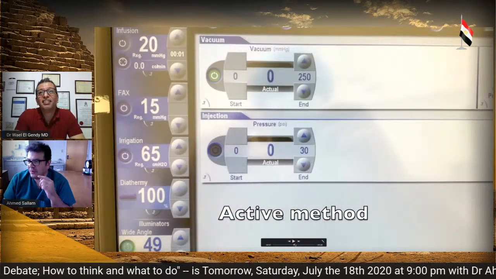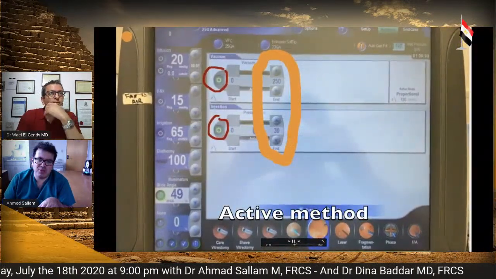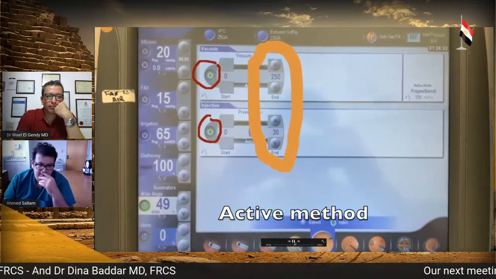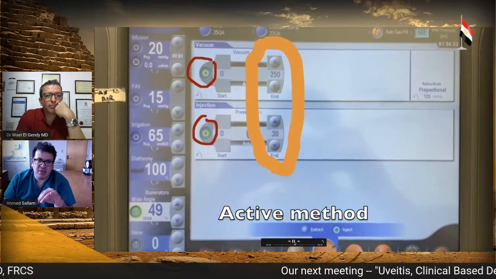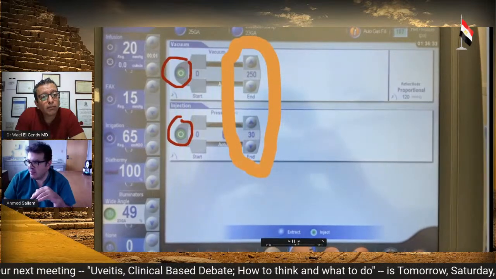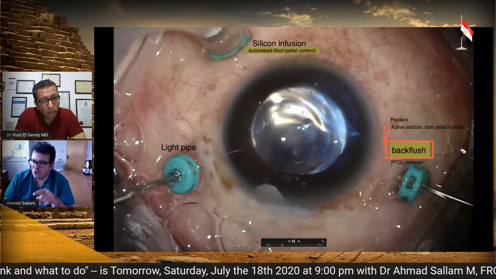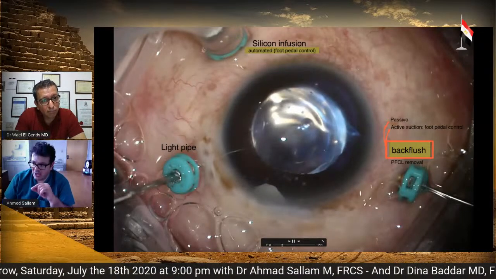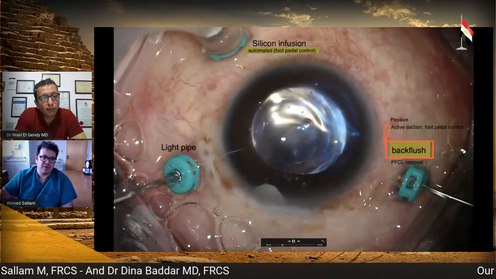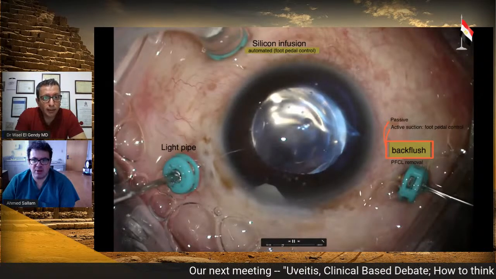So you're going to activate both the injection and the vacuum. And this is a very nice way to start, 30 and 250. So you're injecting the oil at 30 and aspirating at 250. Now remember, the arrangement is like this, right? You have the silicone oil infusion, you have the light pipe, and you have the backflush, which is connected to the active aspiration, like an active extrusion. Okay? This is the arrangement.